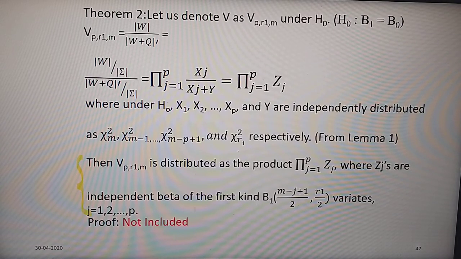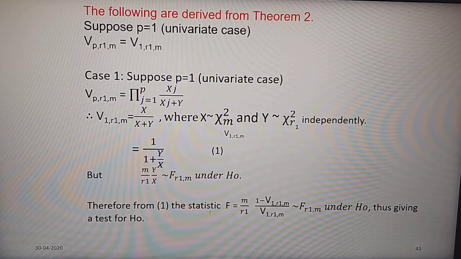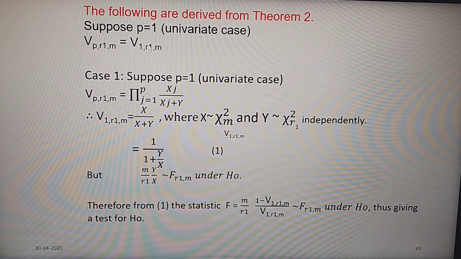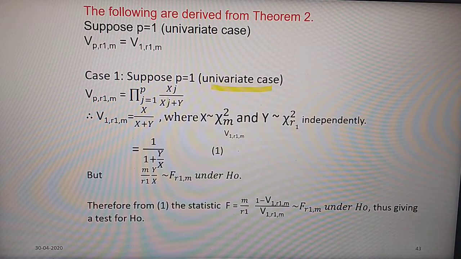But we will not discuss the proof as of now. But you know the statement of this theorem, and from this theorem we derive the case when p is equal to 1. When p is equal to 1, Vp(r1, m) is equal to V, instead of p we put 1 here, V1(r1, m). So univariate case, p is equal to 1. Then this is the product we have seen in theorem 2.